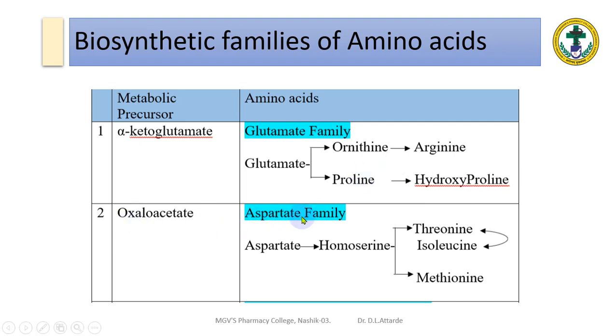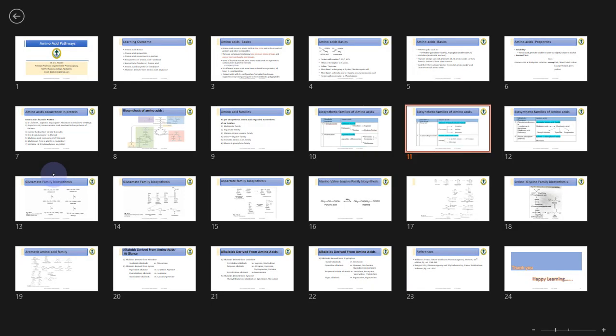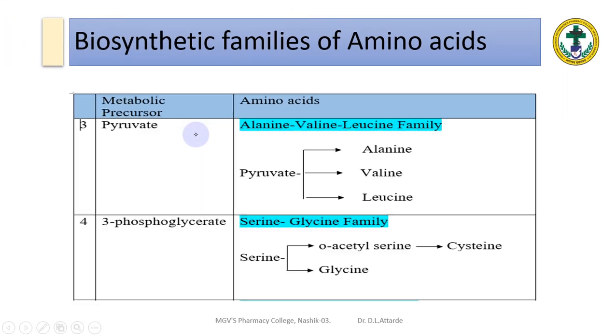Second, the aspartate family, which comes from another component of the TCA cycle, oxaloacetate. This may give aspartate to homoserine, which we just went through in detail, which may give you threonine, and threonine may give you isoleucine, or homoserine with cysteine may lead to the formation of methionine. Next, pyruvate is directly involved in the formation of amino acids like the alanine, valine, leucine family. We will see the detailed formation in further slides.